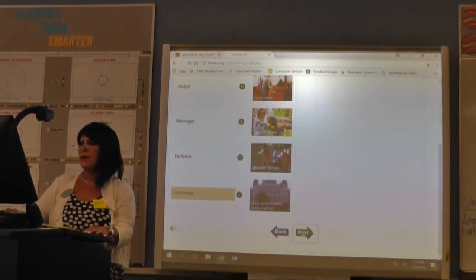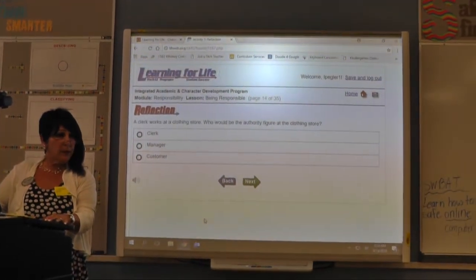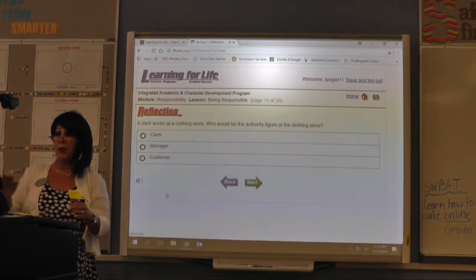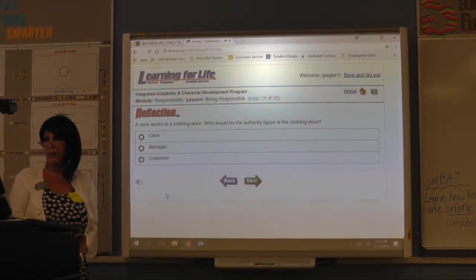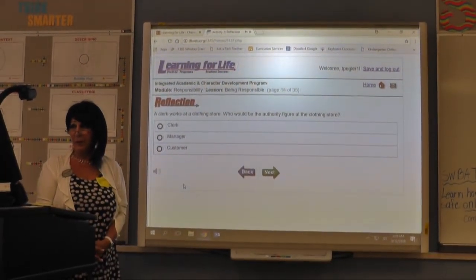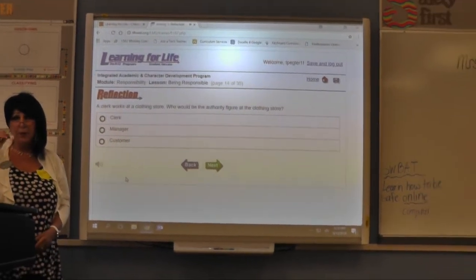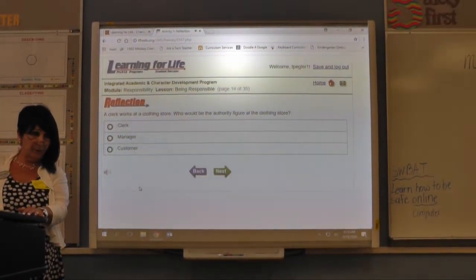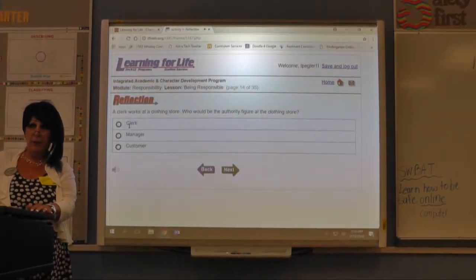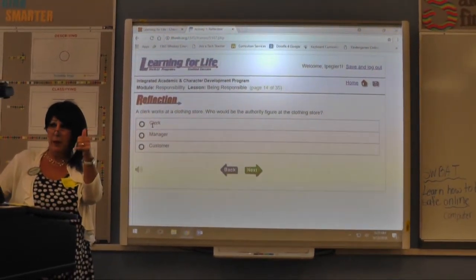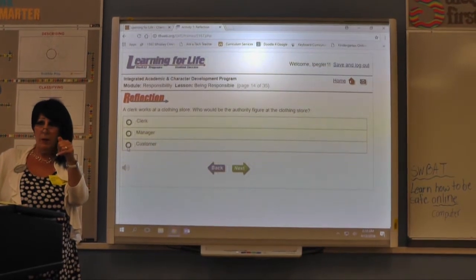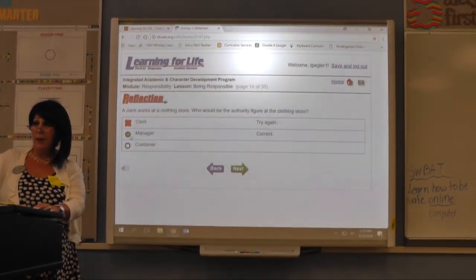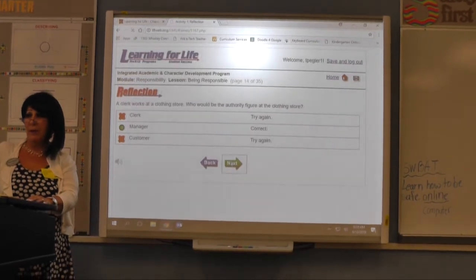They were trying to see who the authority was, right? They were really telling us. Here he goes for five. A clerk works at a clothing store. Who would be the authority figure at the clothing store? Listen first. Clerk. Manager. Customer. Raise your thumbs up. You think clerk, manager, or customer? Let's see. Clerk. Try again. Manager, yes, is correct.